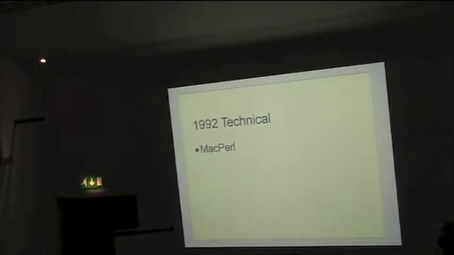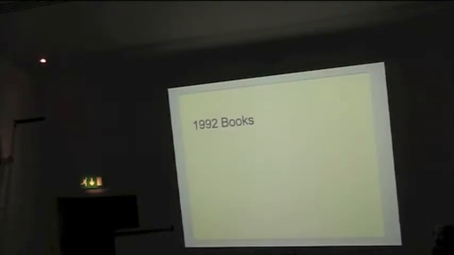So MacPerl came out in 1992, which was basically Chris Nandor and somebody else, whose name I've forgotten, Steve somebody, who compiled Perl to run on the Mac operating system. Of course, that's no longer really needed because Macs now run a real operating system.